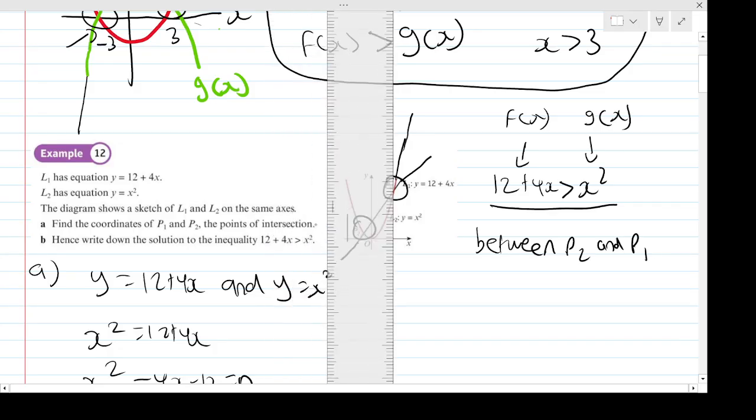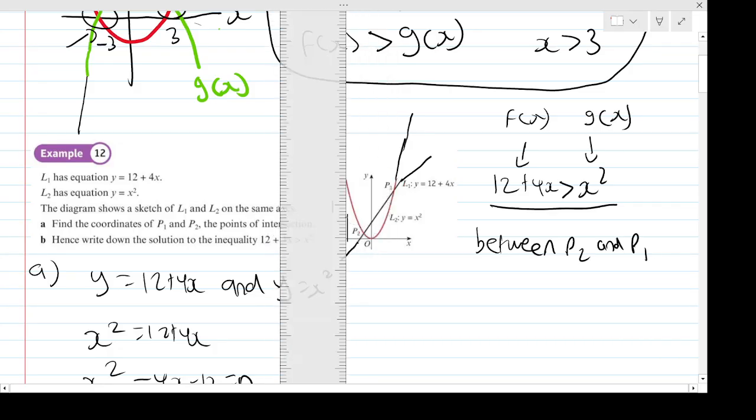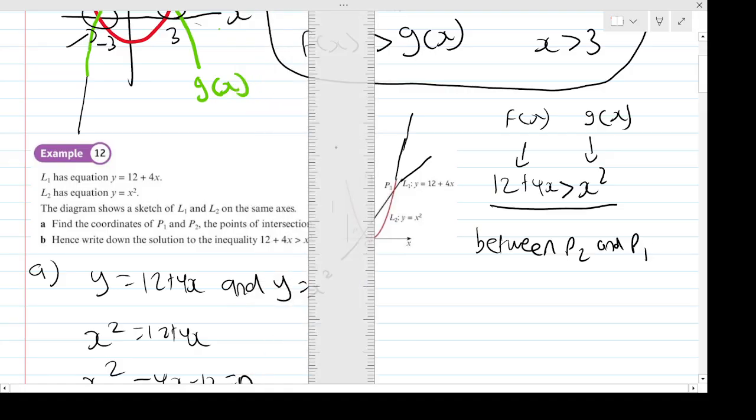Okay, and hopefully you can see that. So the only solution, the only values of x when that happens, would be when this inequality occurs, when 12 plus 4x is indeed above x squared, so greater than x squared, is between P1 and P2.